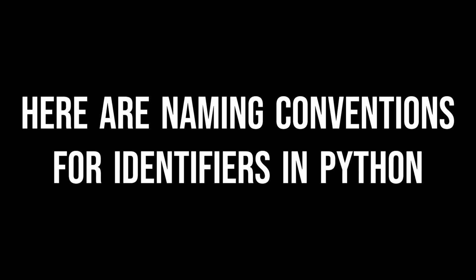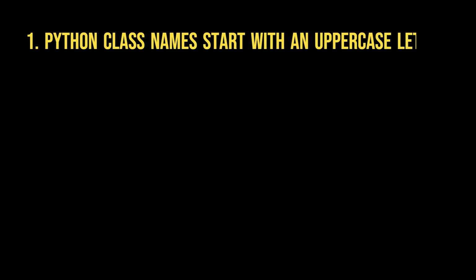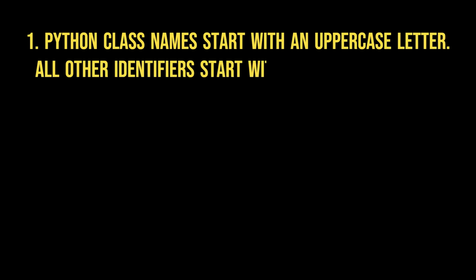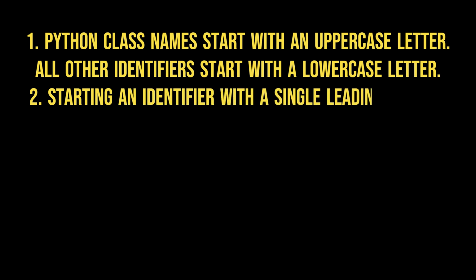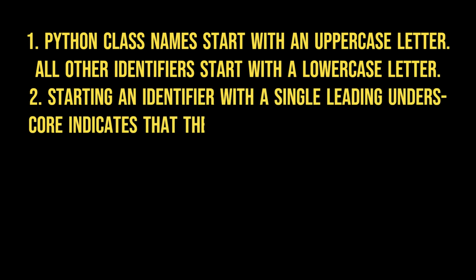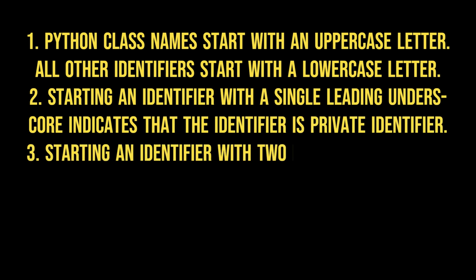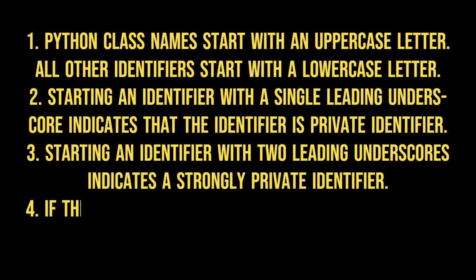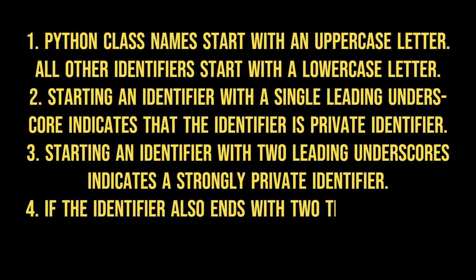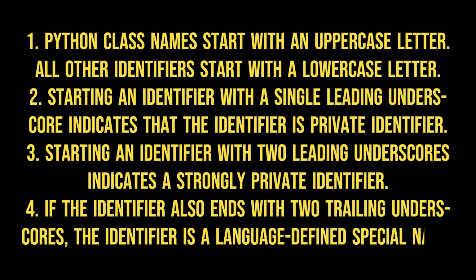Here are the naming conventions for identifiers in Python. 1. Python class names start with an uppercase letter. All other identifiers start with a lowercase letter. 2. Starting an identifier with a single leading underscore indicates that the identifier is private. 3. Starting an identifier with two leading underscores indicates a strongly private identifier. 4. If the identifier also ends with two trailing underscores, the identifier is a language-defined special name.